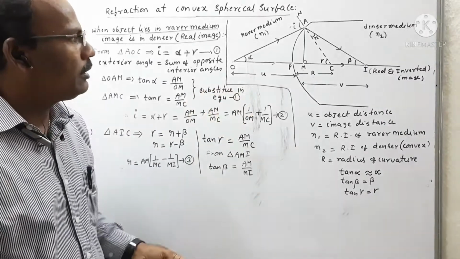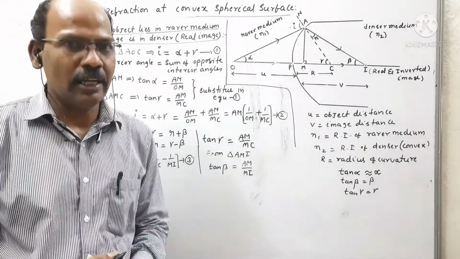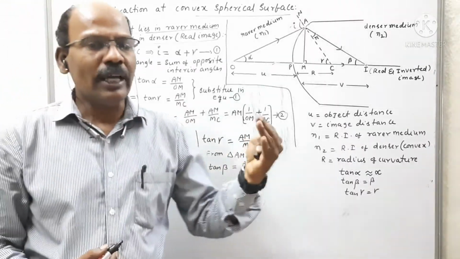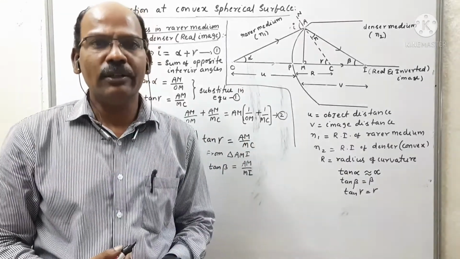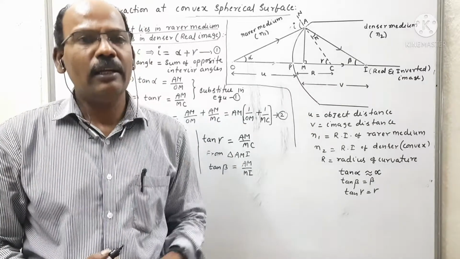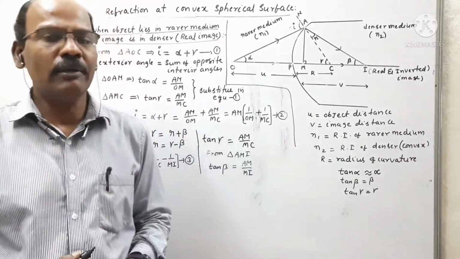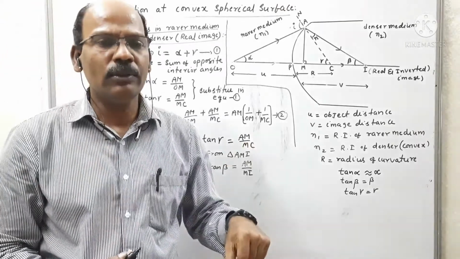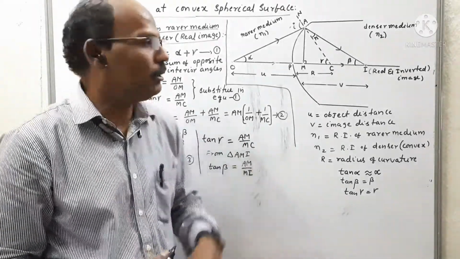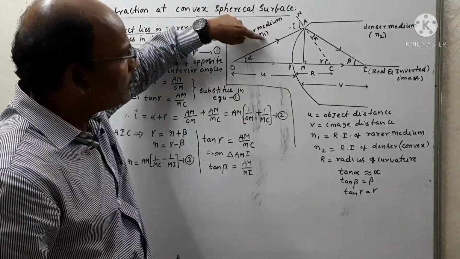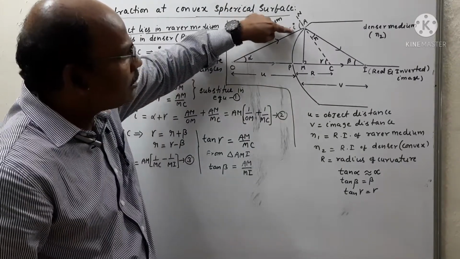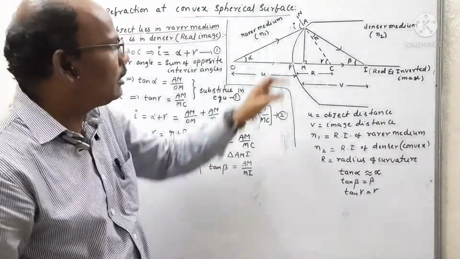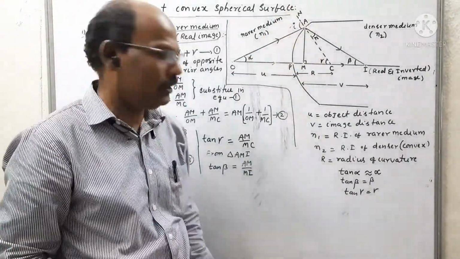So here we are observing that we apply Snell's law. What is Snell's law? N1 sin I is equal to N2 sin R. The angle of incidence in the rarer medium, times the refractive index of the rarer medium N1, is equal to the refractive index of the denser medium times the angle in the denser medium. For a small angle of incidence or thin lenses, sin I is equal to I.